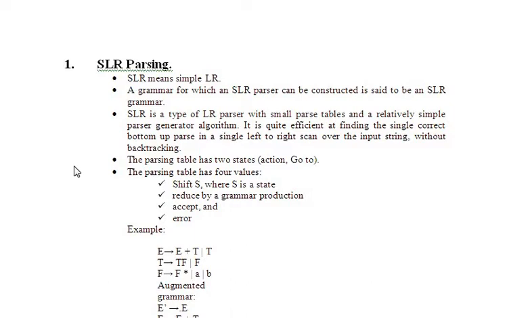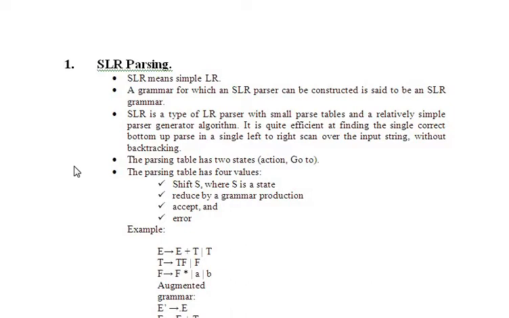SLR is easiest to implement and least powerful. CLR is most powerful but most expensive, and LALR is intermediate in power and cost between the SLR and CLR. So in LR(K), we must be able to recognize the occurrence of the right side of a production, having seen all of what is derived from that right side with K input symbols of look ahead.